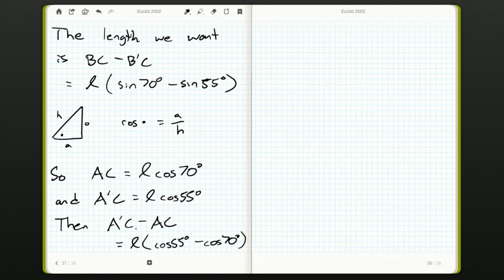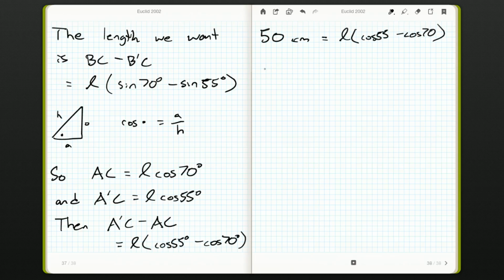So why did we bother to do that? Well, we know what A prime C minus AC is. We know that that's 50 centimeters. So 50 centimeters is L cos 55 minus cos 70. Rearranging, we can solve for L. L is going to be 50 centimeters divided by this difference.